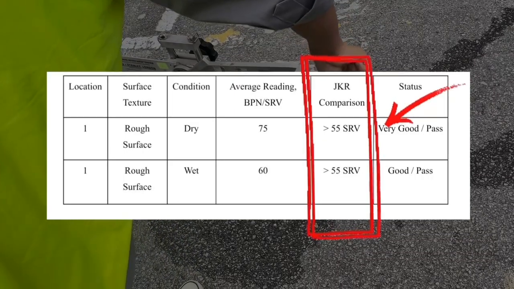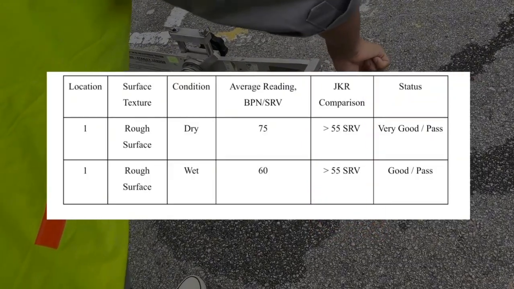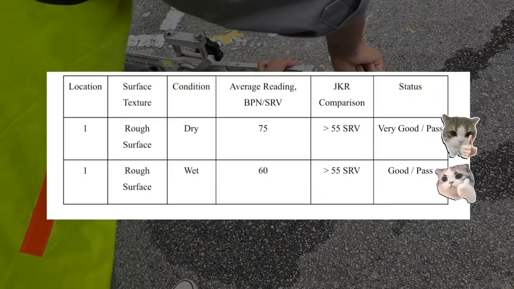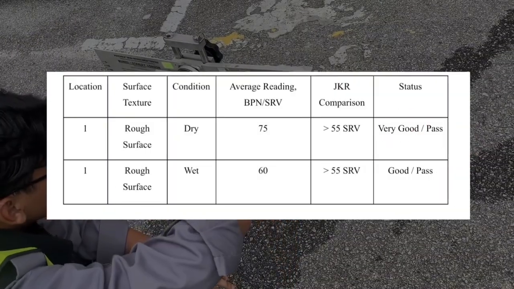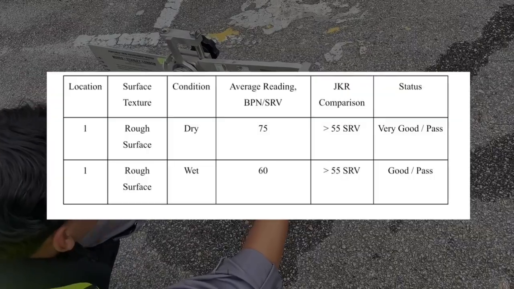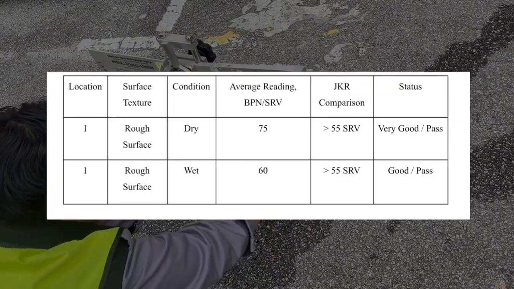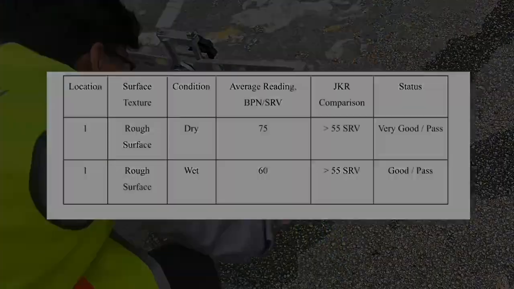When compared with the JKR standard of more than 55 SRV, both readings still pass the requirement. The dry condition is classified as very good, while the wet condition is classified as good. Overall, the rough surface still provides acceptable skid resistance even during wet condition and helps reduce the risk of skidding.